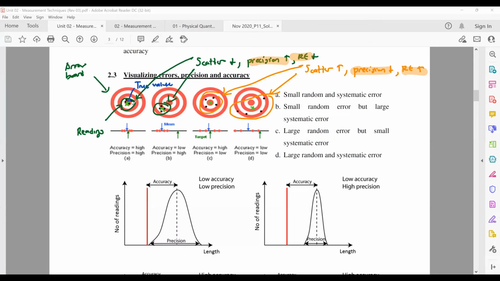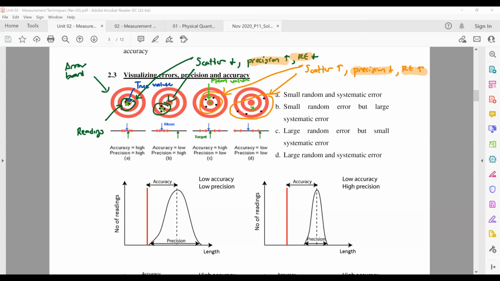Okay, the green X here represents your mean value. Maybe I should write it here somewhere. This one here represents your mean value. Now, by comparing the mean value location to your true value, the center of the board, you'll be able to see your accuracy. You'll be able to see your systematic error.